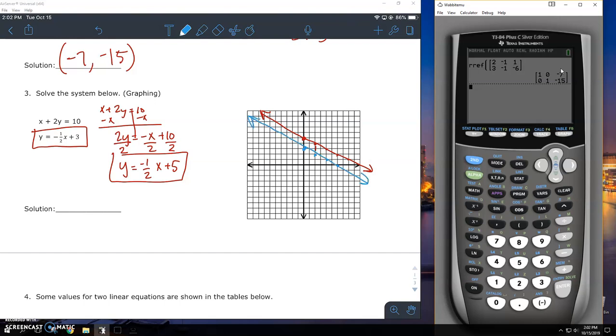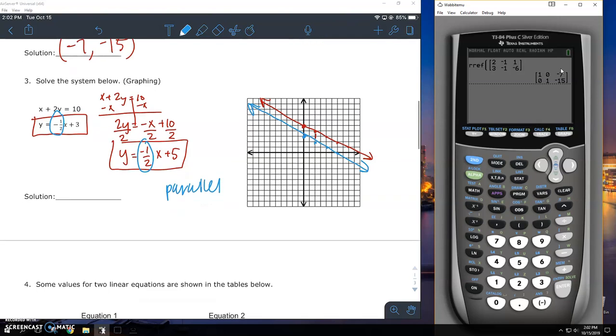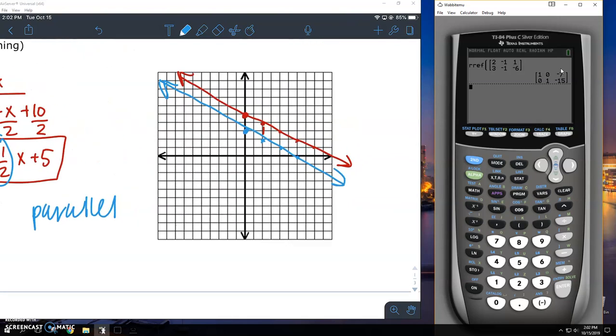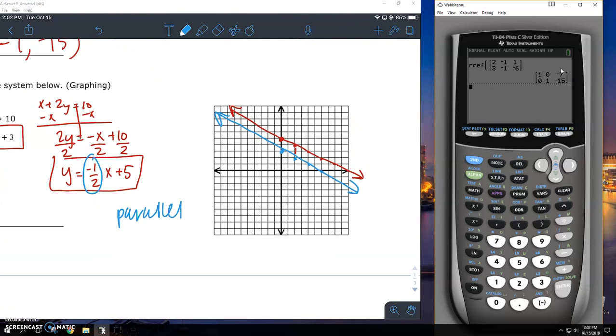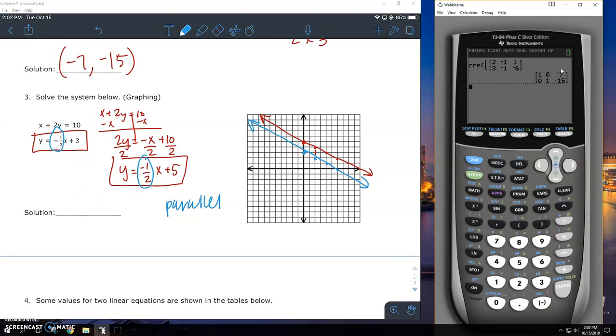If I didn't already catch it by looking at the slopes, I know that these two lines are parallel. Okay, and when they're parallel, that means they will never touch on the graph, and so therefore there are no solutions. Okay, there's never a point that's going to work for both equations.